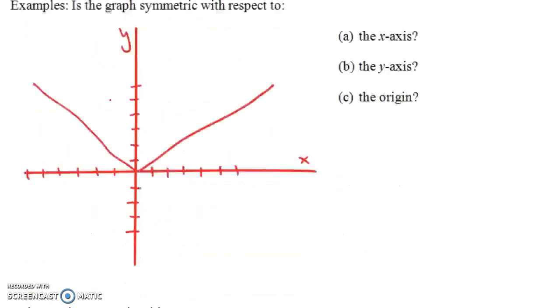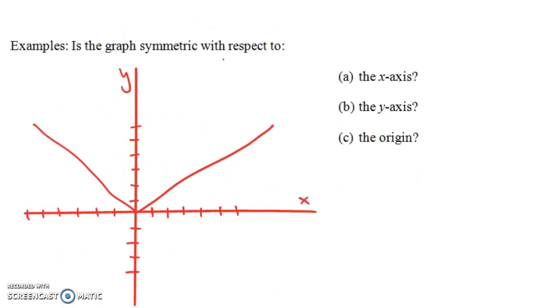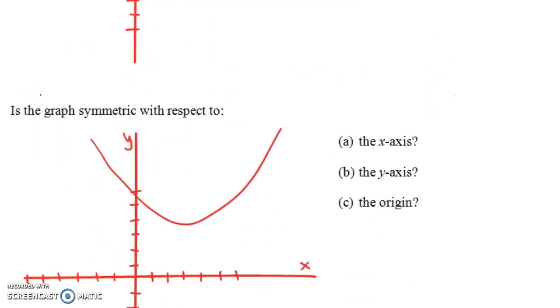So let's look at a couple of examples. Is the graph symmetric with respect to the x-axis, the y-axis, and the origin? So notice, is this graph symmetric with respect to the x-axis? If we flip it upside down, right, across the x-axis, do we get the same graph? No. Okay, but if we flip it across the y-axis, though, we will get the same graph. Okay, so it is symmetric with respect to the y-axis. Now what about symmetric with respect to the origin? If we flip it across the y-axis, then flip it upside down across the x-axis, do we get the same graph again? No. Okay, so it's symmetric with respect to the y-axis, but not the x-axis or the origin.